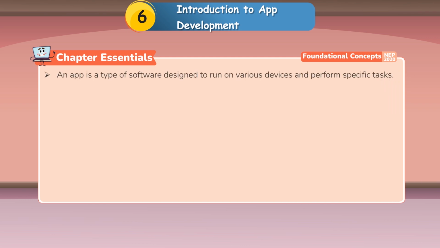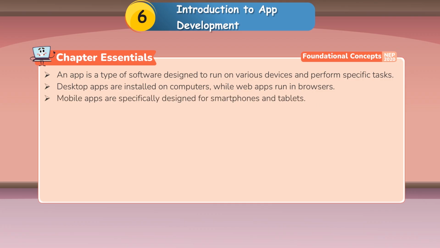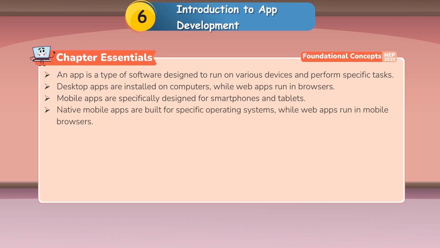Chapter Essentials. An app is a type of software designed to run on various devices and perform specific tasks. Desktop apps are installed on computers, while web apps run in browsers. Mobile apps are specifically designed for smartphones and tablets. Native mobile apps are built for specific operating systems, while web apps run in mobile browsers.